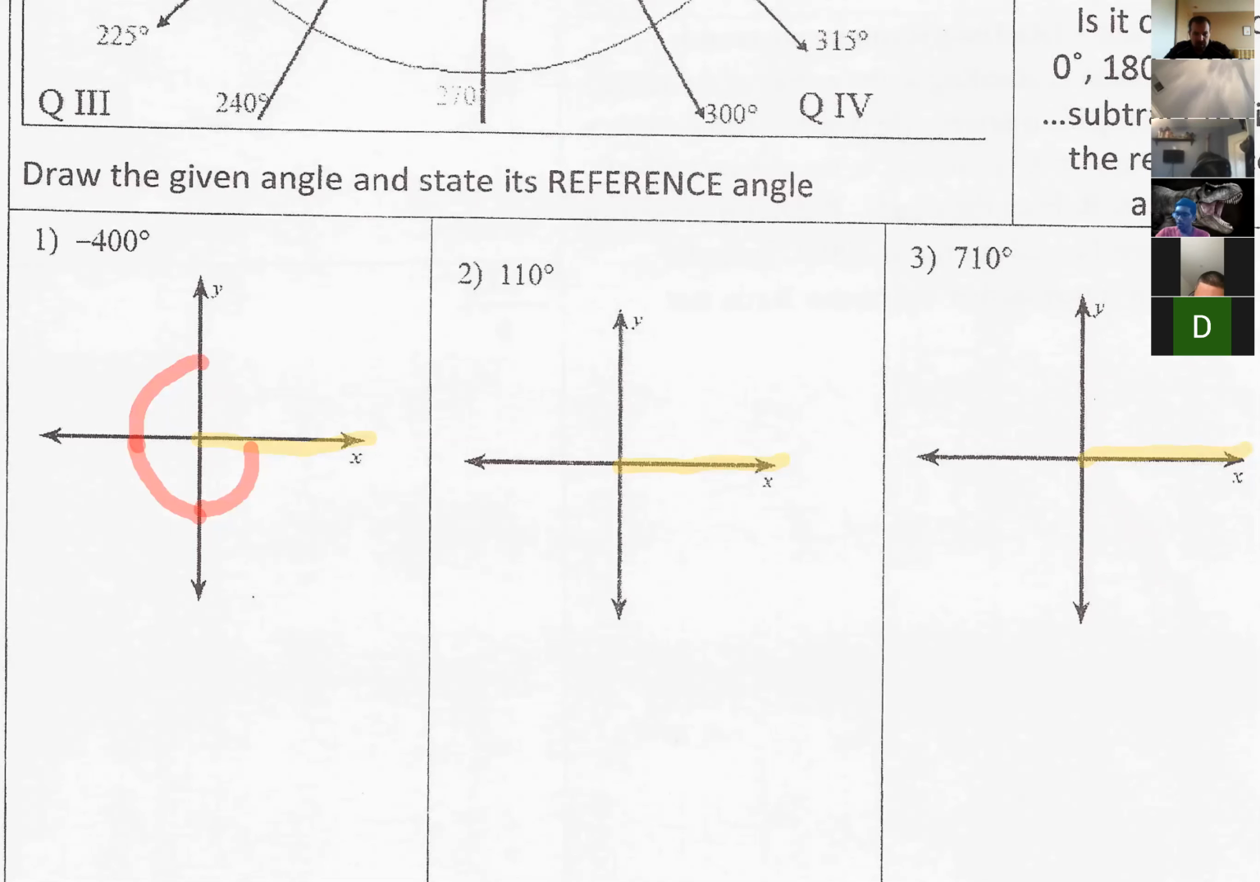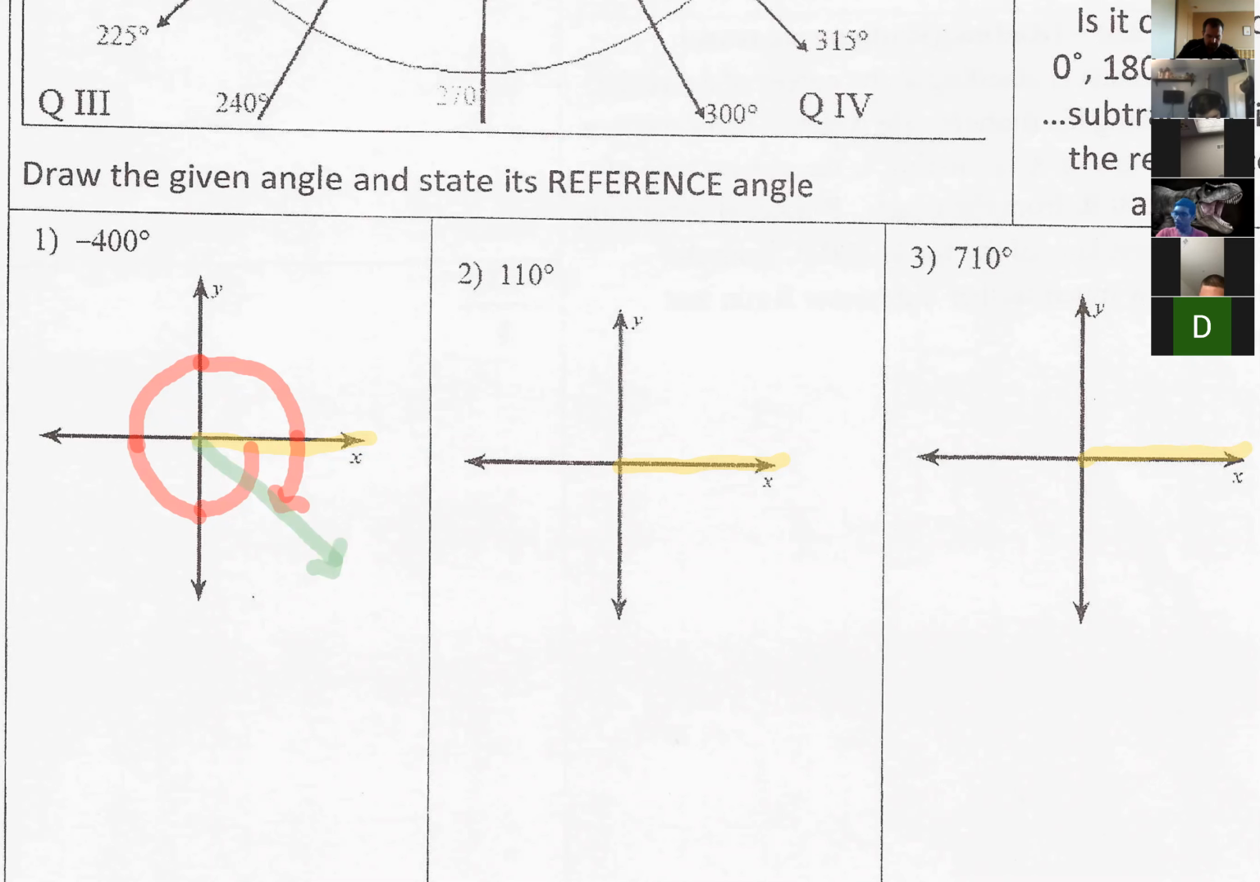Someone turn their mic up. Tell me, what do you add to 360 to get 400? 40. You add 40, good. So I'm going to go an extra 40 degrees past right here. So when I draw the terminal side, that's going to give me a reference angle. I'm going to do this in blue. I'm going to call this theta.